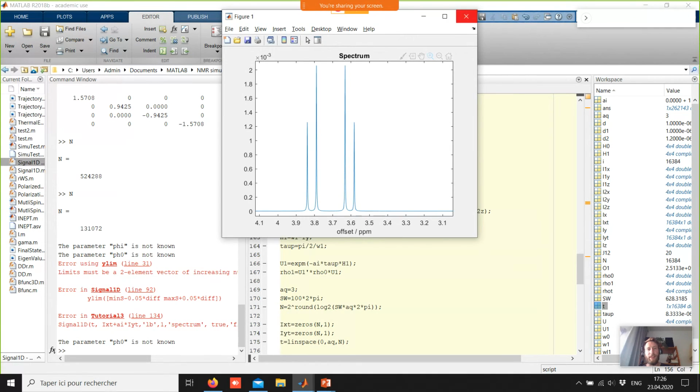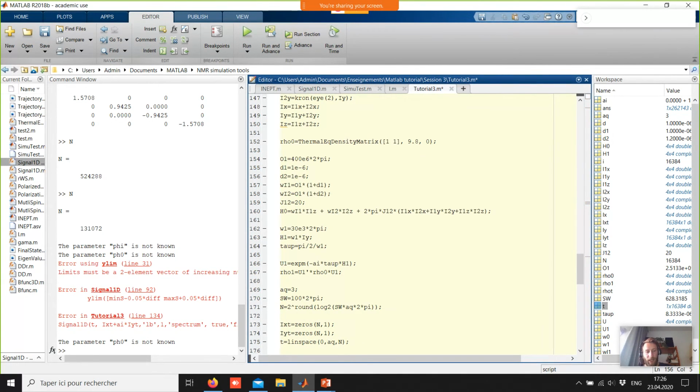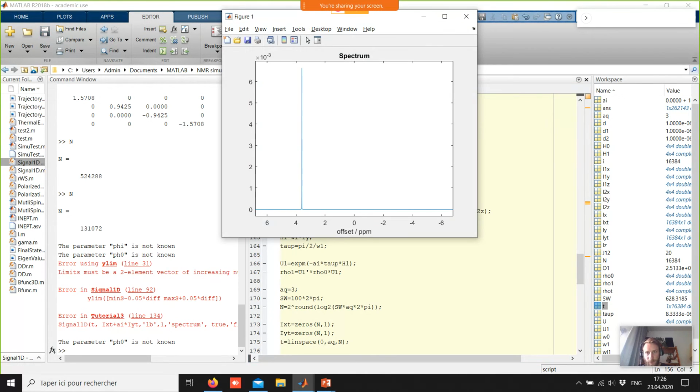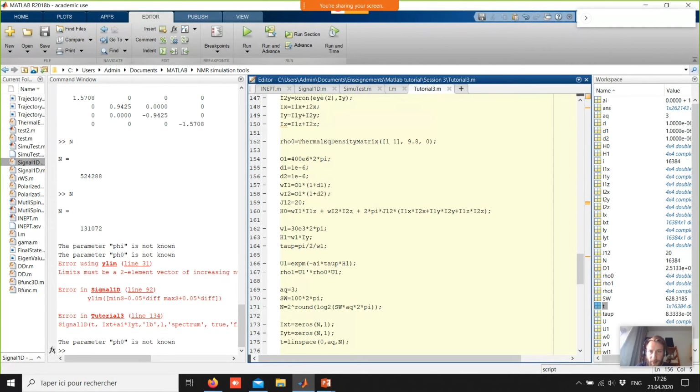but they have this very strong effect of the roof effect. And if I make them equivalent, we have a singlet. I put them back as earlier for the final code. So that's all I wanted to show you today.